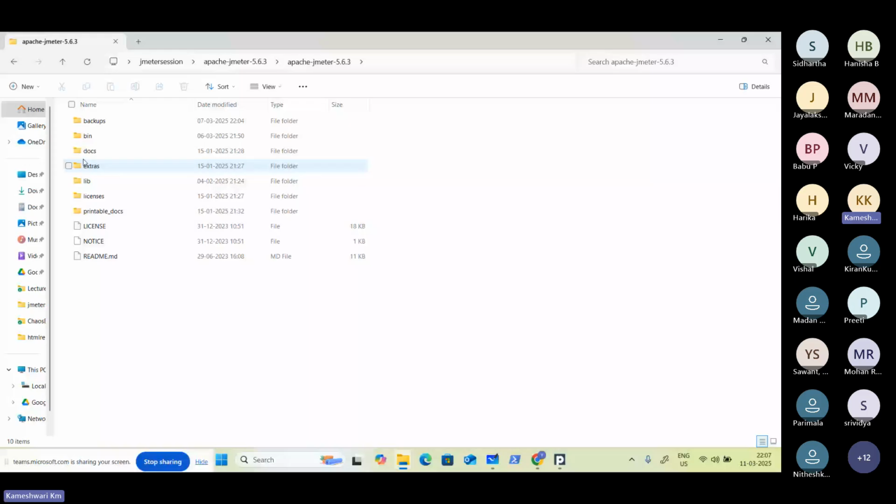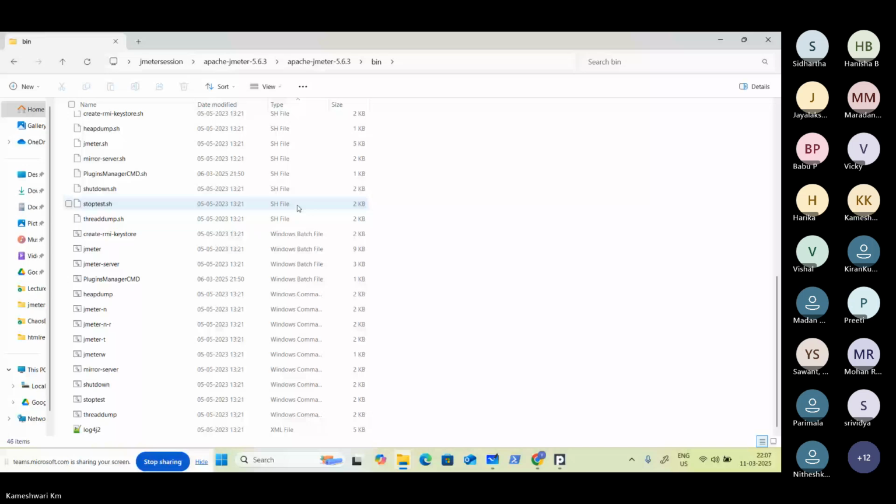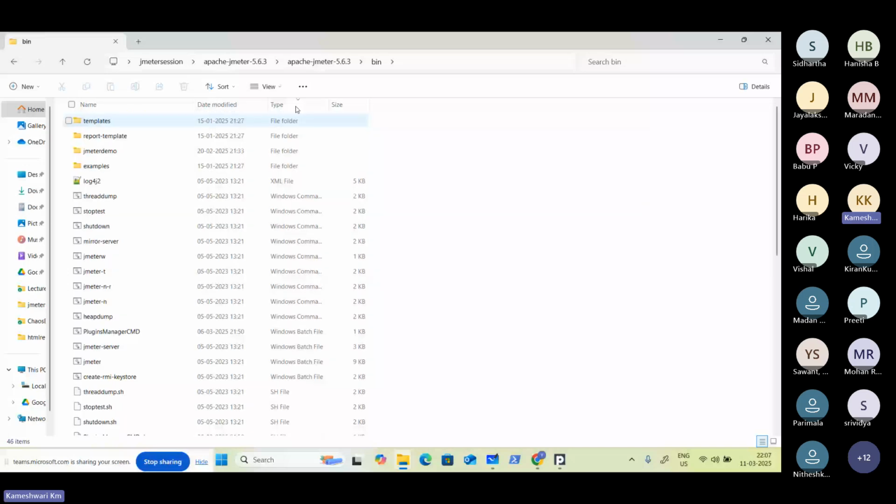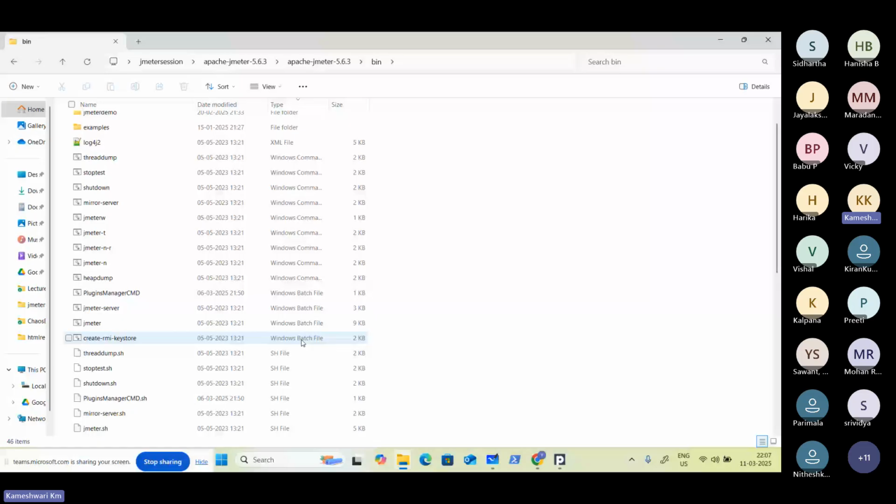These are the files you will see. Now here, just sort it by type. So I went into bin, and in that bin, I sorted it by type. Okay. And if you scroll down, there will be a lot of Windows batch files you will see. Windows batch files. A lot.